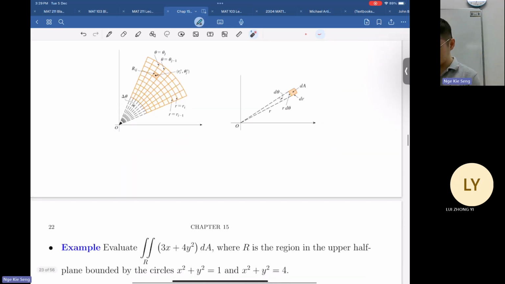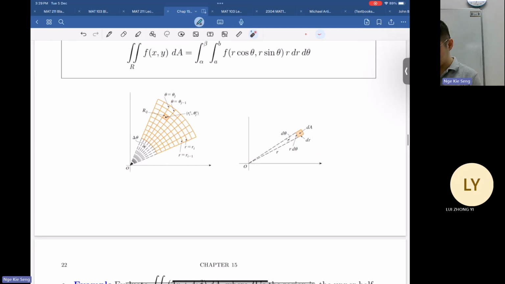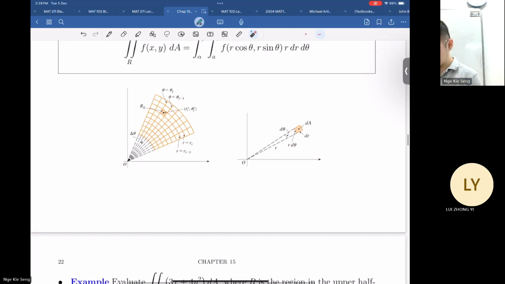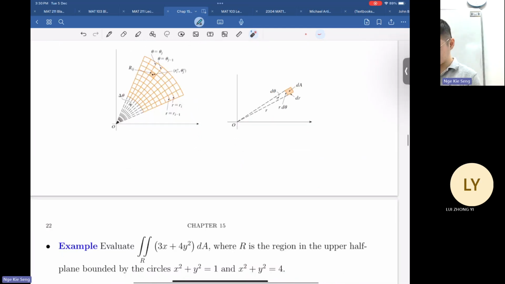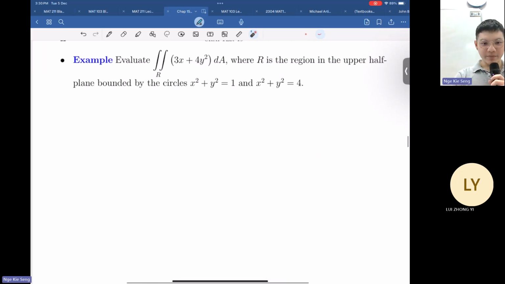Okay, let's do an example. Should we go through this picture next time maybe? So let's do one example here. Evaluate this function with respect to some area. I didn't tell you where this area lies, maybe using the xy plane or polar, over the region R. What is this region R?